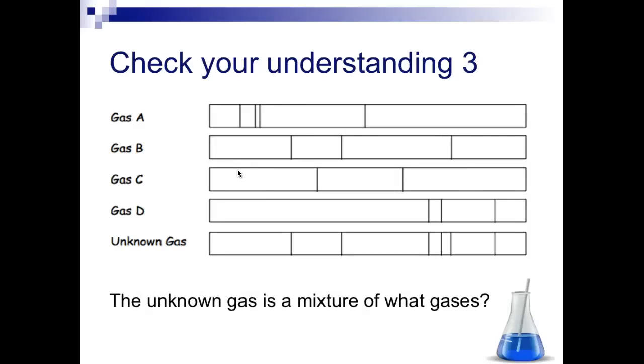And then for this one, check your understanding, I want you to figure this out. What gases are in this unknown gas when we look at gas A, gas B, gas C, and gas D? Remember, each gas has its own individual fingerprint, and our unknown gas is a mixture of them. So when you answer this question, you want to match up which gases are in our unknown mixture. We're going to talk about that tomorrow in class.